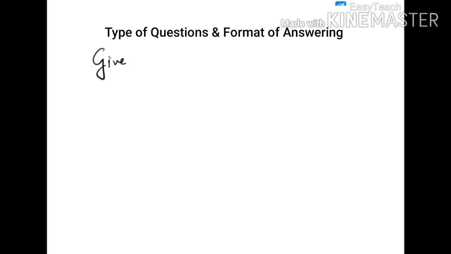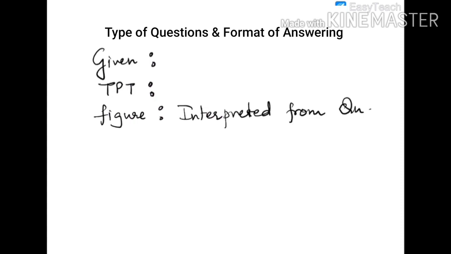answering. We should start our answer with what is given in the question, followed by what we have to prove. So we have to understand the question and segregate what is given and what is to be proved. Figure needs to be drawn if it is not given in the question. That means the figure also has to be interpreted from the question if it is not given. I have shown in video lessons how to go about this.